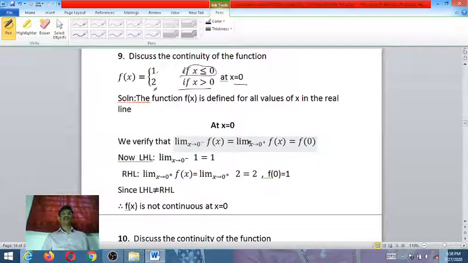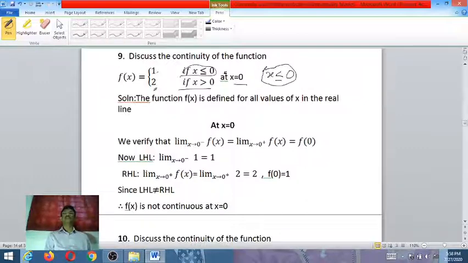Now look here. It is given that it takes the value 1 for all values of x less than or equal to 0. Remember it. Less than or equal to 0 means f of x takes two different values, 1 as well as 2, for two different ranges of x. That is why, for less than 0 and for greater than 0, we must consider the left hand limit and right hand limit at 0.